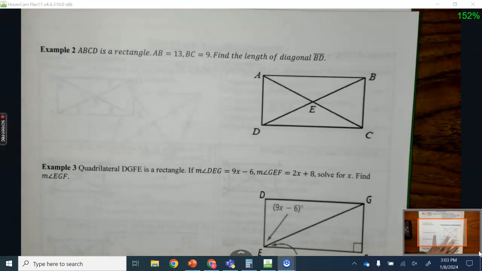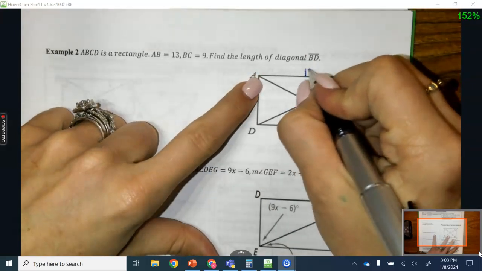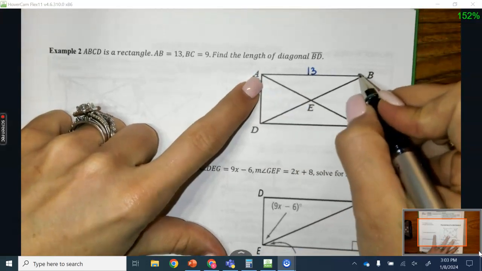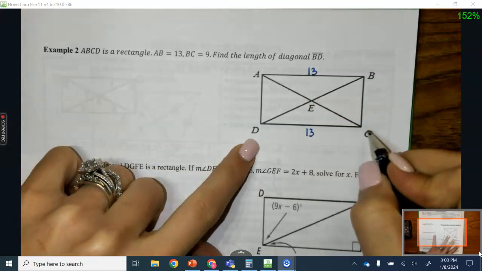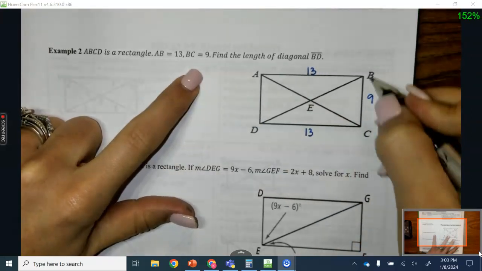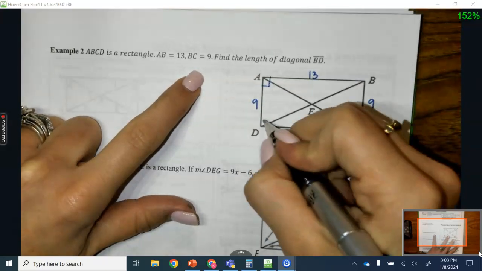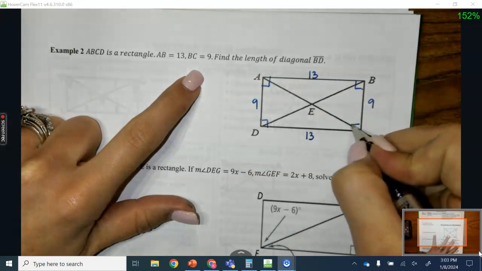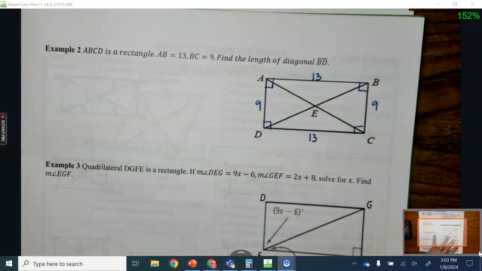Okay, example 2, ABCD is a rectangle. AB, this side, is equal to 13. Remember, opposite sides are congruent. AB is opposite to DC, so that means that side DC is also 13. BC is equal to 9, and BC is opposite of AD. Okay, remember there are 4 right angles. Okay, find the length of diagonal DB.